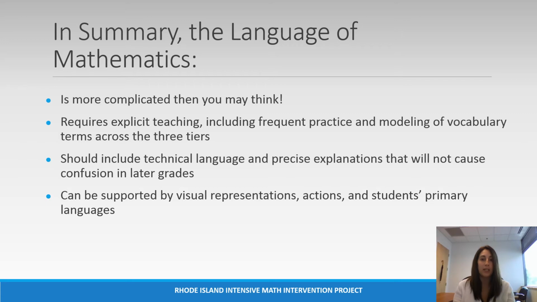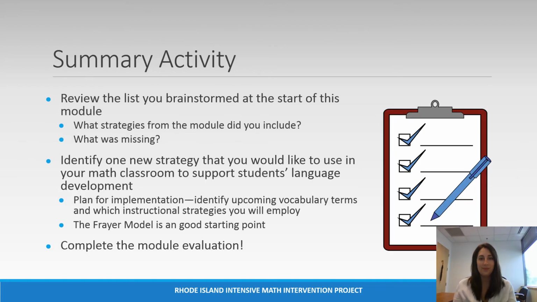We want to remember, particularly for our EL students, that their primary language is a resource that can benefit them in the mathematics classroom. Now that we better understand the use of language in your mathematics classroom, let's return to the brainstorm activity that we completed at the very start of this learning module. Review your list of instructional strategies that you have used recently in your classroom to support students' language development. Is there anything you forgot to add but use in your classroom that we discussed today?